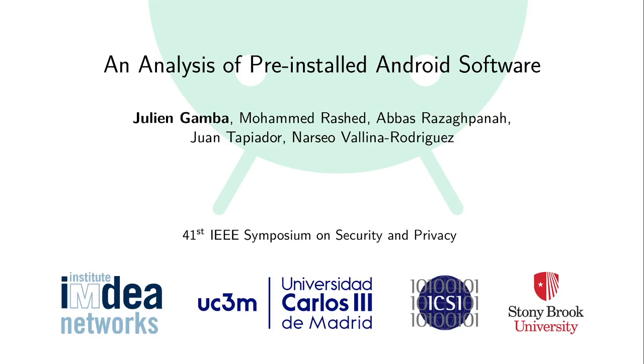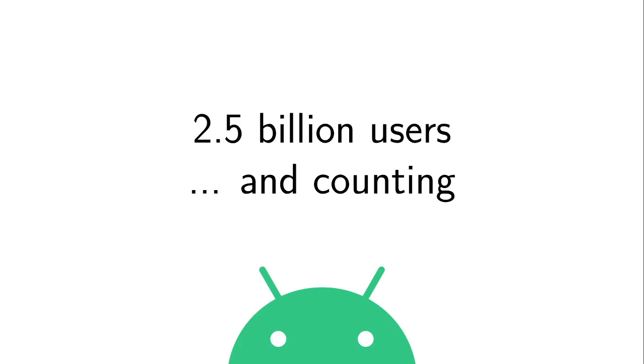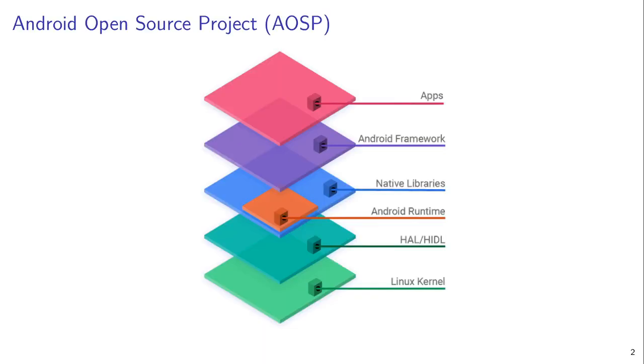I want to start with one number, 2.5 billion. That's the number of Android users as of last year, making Android the most used operating system in the world. Now the success of Android is due in part to its open source model. Basically anybody can grab the code, modify it to distinguish yourself from the competition, and then ship it on a device. Now in practice, this modification happened under the form of extra system applications.